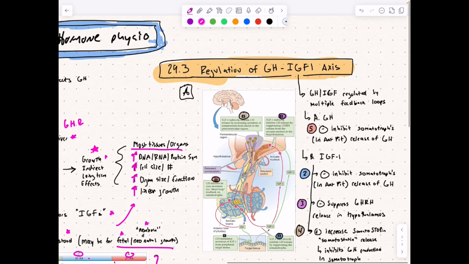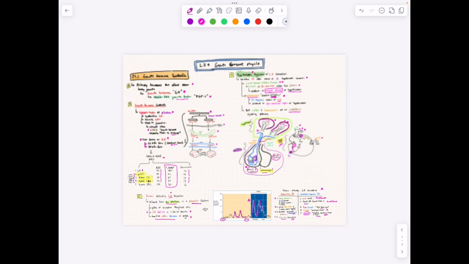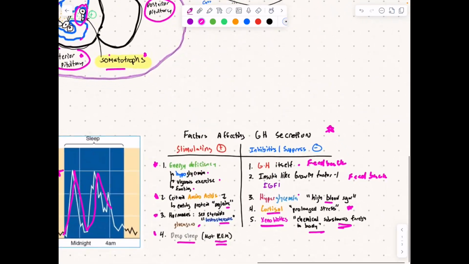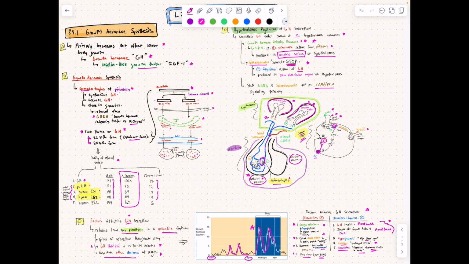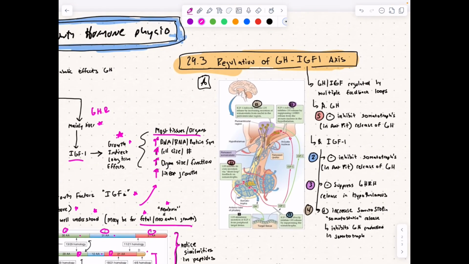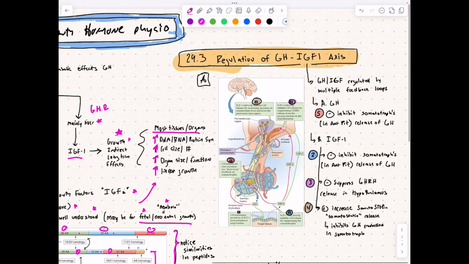All right, so then we have regulation of the growth hormone insulin-like growth factor axis. And so, we've already talked a little bit about this. We had the factors that are inhibiting or suppressing. And so this is where we're just going to talk about the feedback a little bit. But remember, stimulating growth hormone: energy deficiency, certain amino acids, and then, of course, the very basics is going to stimulate the release of growth hormone from a purely biological standpoint, right, the signaling cascade.